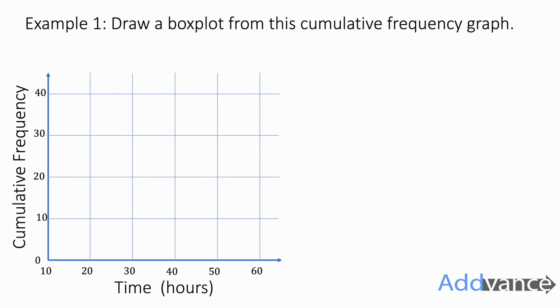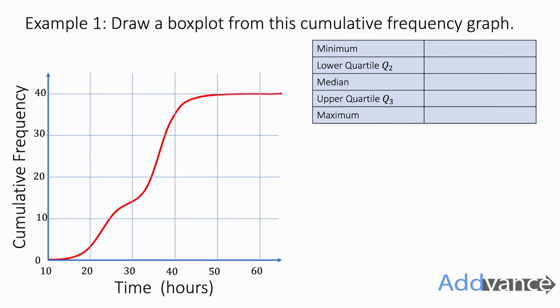So let's do an example. Draw a box plot from this cumulative frequency graph. Okay, so we have the cumulative frequency graph on the screen, and we're going to fill in the minimum, lower quartile, median, upper quartile, and maximum. The minimum data value is 10. The lower quartile, well, the total number of data points is 40. You can see it flattens off at 40.